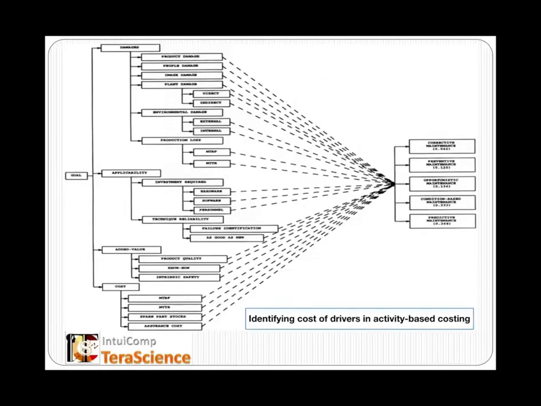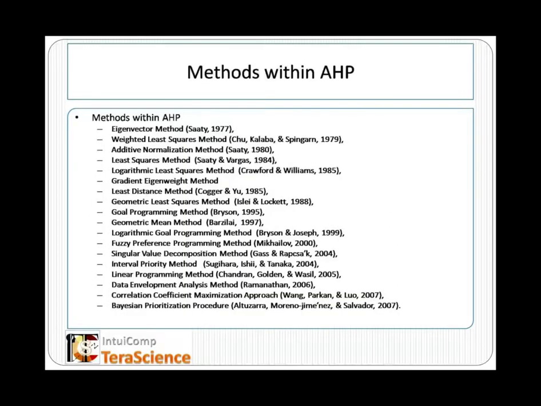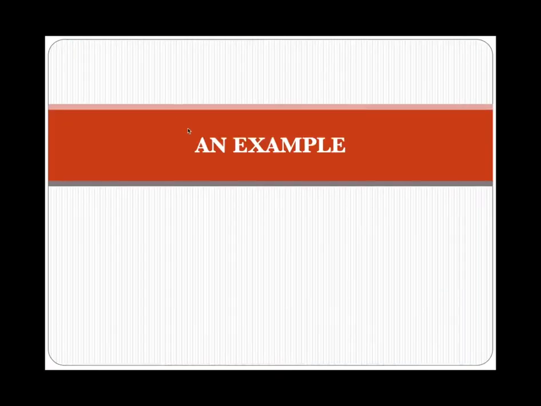Now let's look at the different methods which are used to solve AHP. There are different methods which are used to solve AHP. One method is the eigenvector method, then the weighted least squares method, the additive normalization method. Then there are many other methods which are used to solve the AHP problem. Let's look at an example to understand the AHP process more elaborately.